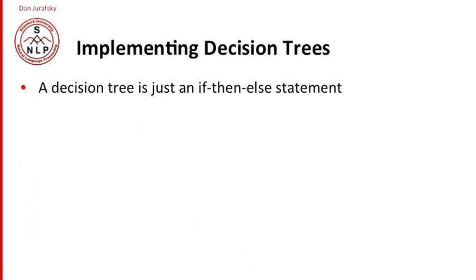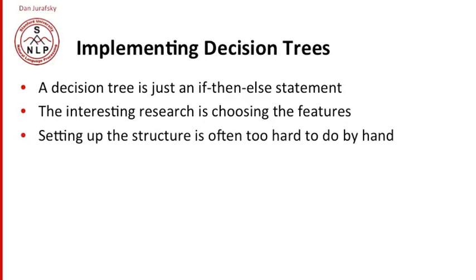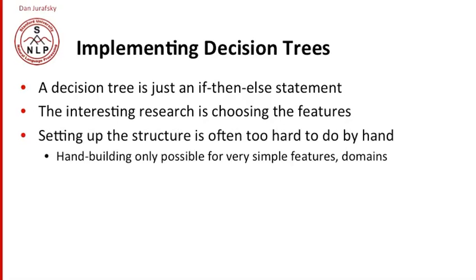Now, a decision tree is just an if, then, and else statement. So that's just the definition of what a decision tree is. The interesting research is choosing the features. So we've seen a number of features you might pick for this particular task. In general, the structure of the decision tree is often too hard to build by hand. In general, hand building of decision trees is possible only for very simple features or simple domains. You might build a simple decision tree with 6 or 7 rules like this for some simple tasks.